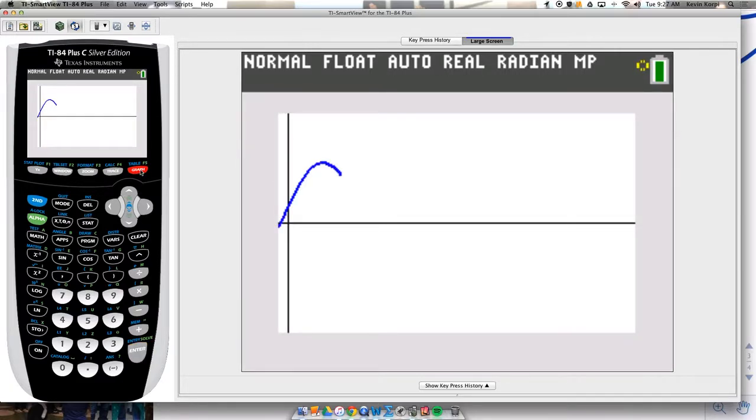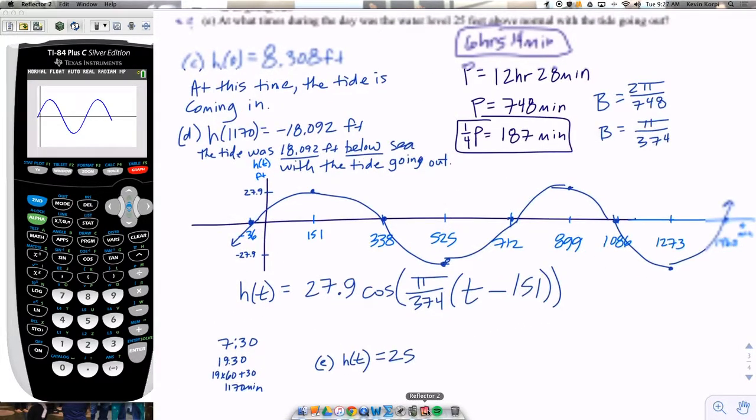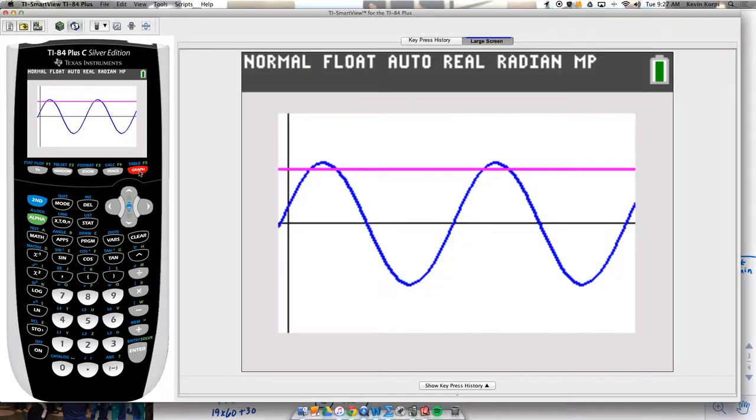And I'll wait for the whole thing to graph. Now, I said very specifically, when is it 25 during the day with the tide doing what? Going out. If the tide's going out, should the graph be falling or rising? Falling. Okay, so you translate it that way. So where on here is a point of intersection where the graph is going down? There's the first one, right? And then we have another one over here that is a full cycle away. Yep. So you can either find both of them, or you can find one and then add the period to it. Let's go ahead and find that first one.